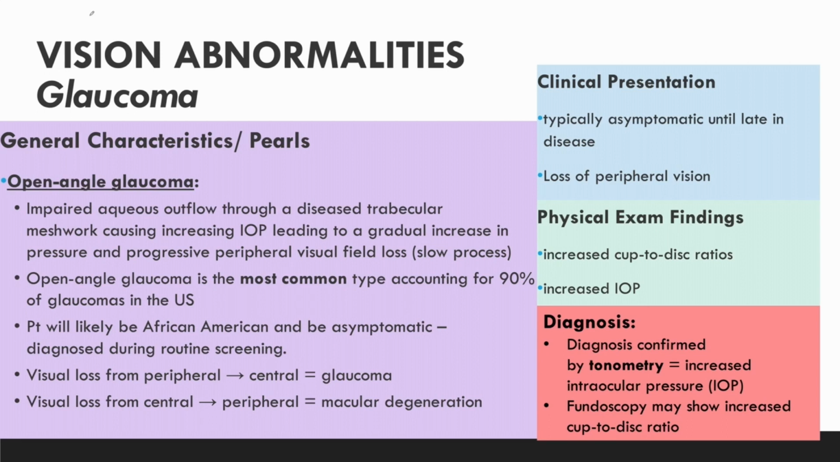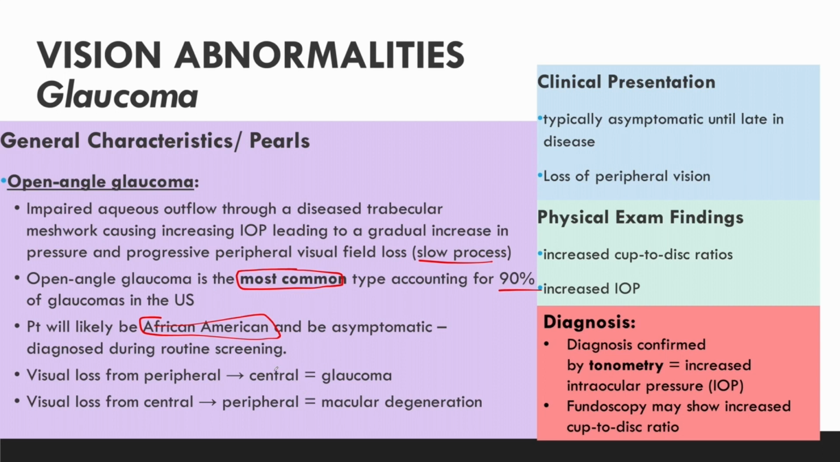Open angle glaucoma, which is different, also has impaired aqueous fluid, but it's not because of the closing of the angle. It's just not passing through, and it's usually more gradual, essentially just a blocked strainer. It's more of a slow process, and it is in fact the most common type, up to 90% of cases in the United States. You tend to see it more in the African American population. And that is why when these patients go to get screened, they are screened for this, because you don't always know that you have it.